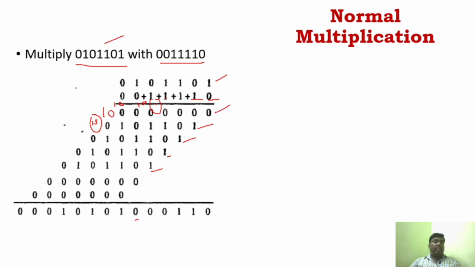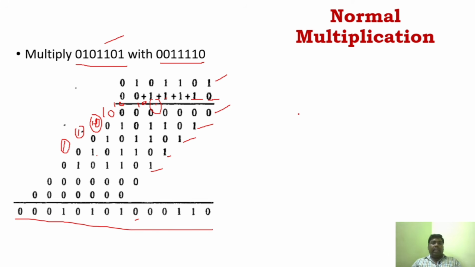So be careful with the 10 carries, okay? 10 plus 1, it's 10 carry, right? 10 plus 1, 11. So it's 1 and 1 is carry here. So 1 plus 1 here, 10. So 0 and 1. And this is 1 and everything is 0. Got it? This is the normal multiplication.